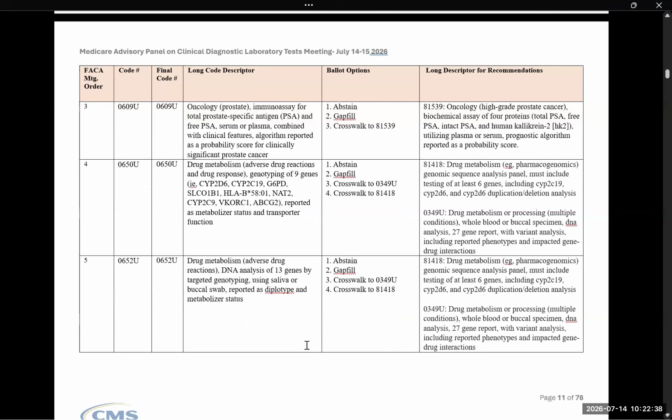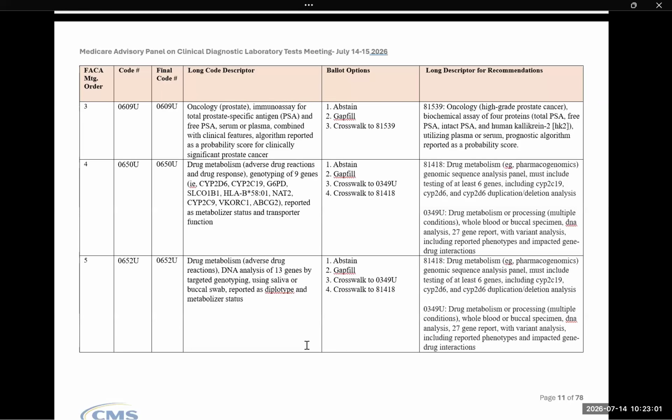So the next code up is 0650U. And Dr. Bridges will be discussing this code. Yeah, I apologize. I have to be off camera. I actually tested positive for influenza A yesterday, and so I'm very sick.